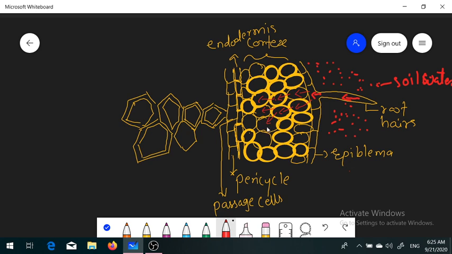Okay, osmotic pressure is low and DPD is also low. Then this cell has high osmotic pressure, low DPD, high DPD, high suction pressure. The water moves here. So in this way, the conduction from cell to cell takes place.